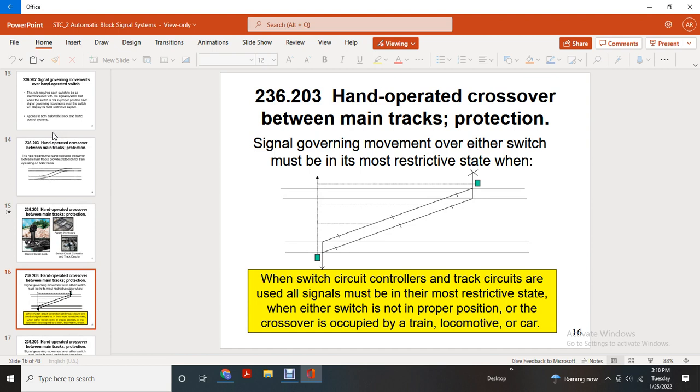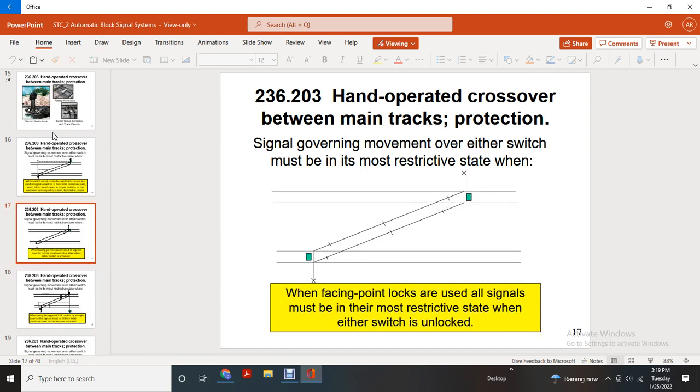Hand-operated crossover between main tracks protection. Signals governing movements over either switch must be in the restrictive state when switch controllers and track circuits are used, and signals must be in the most restrictive state when either switch is not in proper position or the crossover is occupied by a train, locomotive, or car.